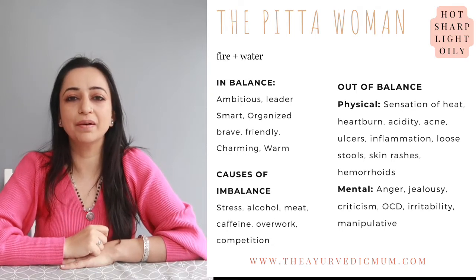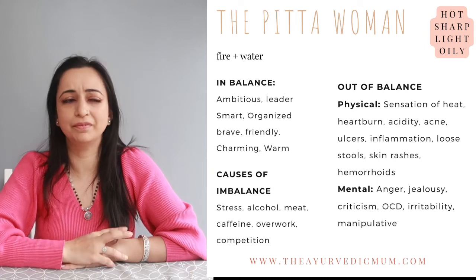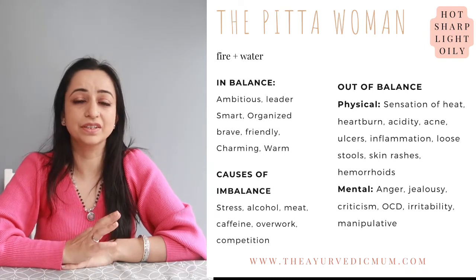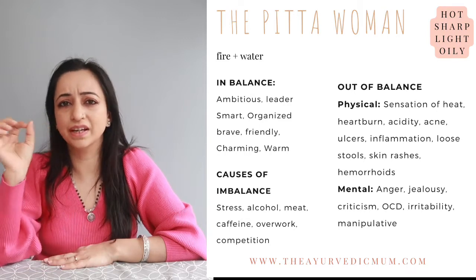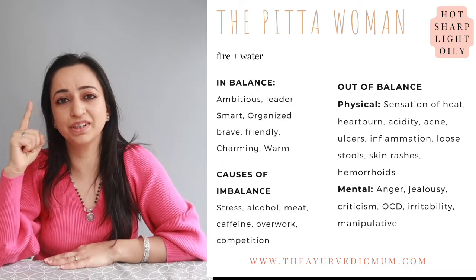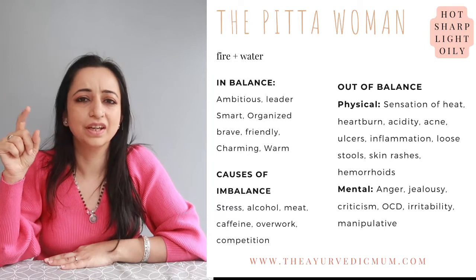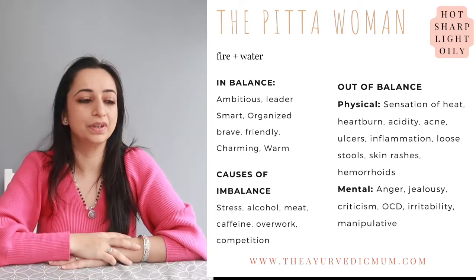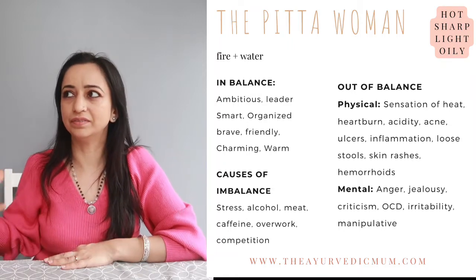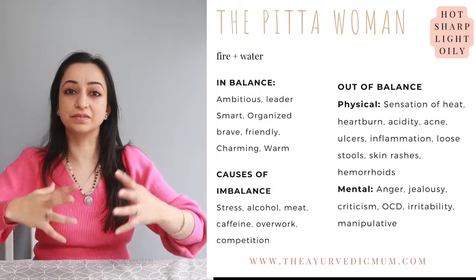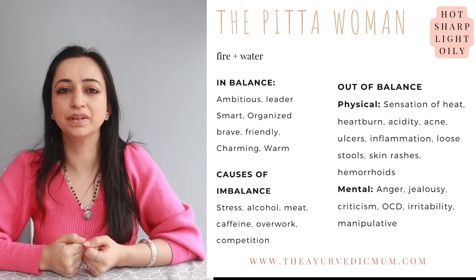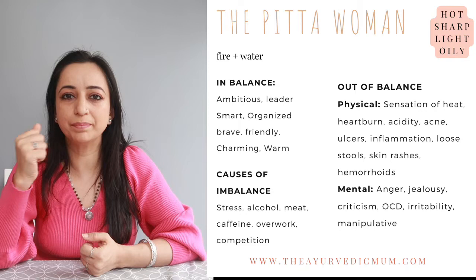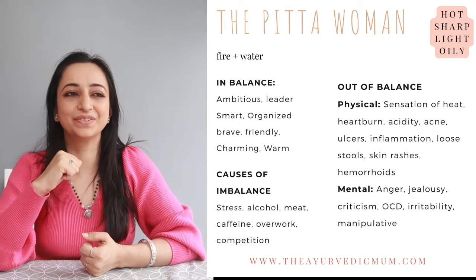And so in a balanced state, pitta people are very ambitious, very organized, perfectionist. They're smart, they're intelligent, because intelligence is related to the fire element. They're very friendly, they're warm people, they're good orators, they're speakers, they can charm people, they are leaders, they can convince people with their charisma.